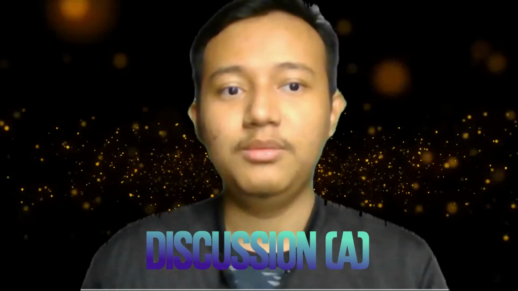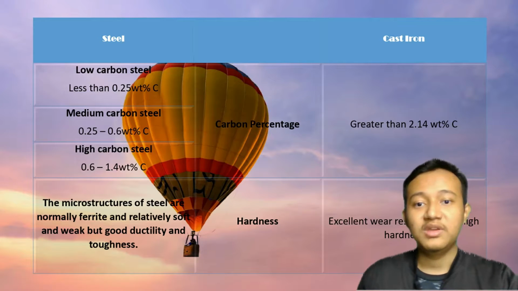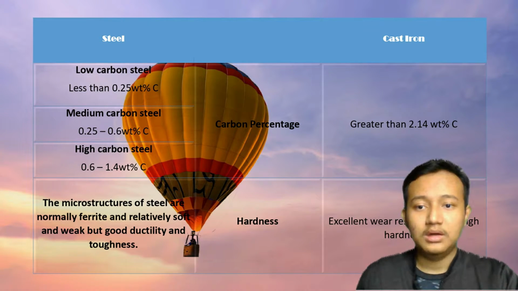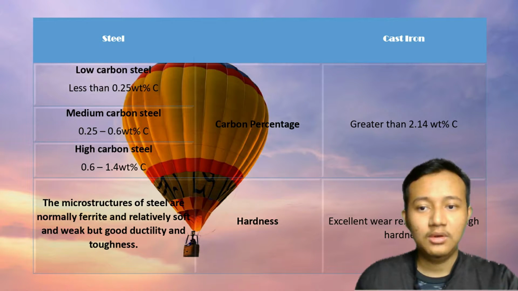Okay, next we will move on to the discussion. Briefly state the difference between steel and iron with reference to their carbon percentage and hardness. We start with steel. Carbon percentage, you can divide into three. Low carbon steel, less than 0.25% of carbon. Medium carbon steel, 0.25 to 0.6% of carbon. And lastly, high carbon steel, 0.6 to 1.4% of carbon.